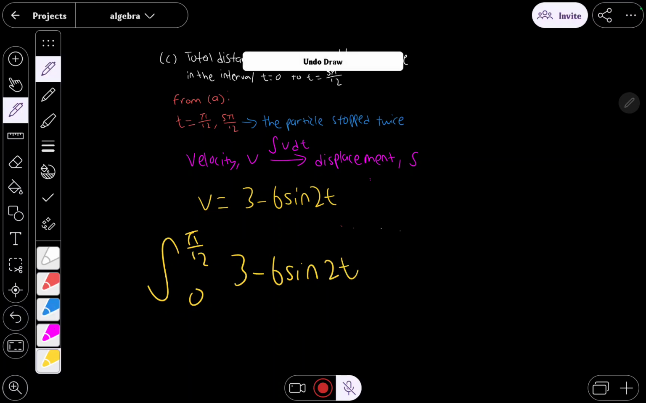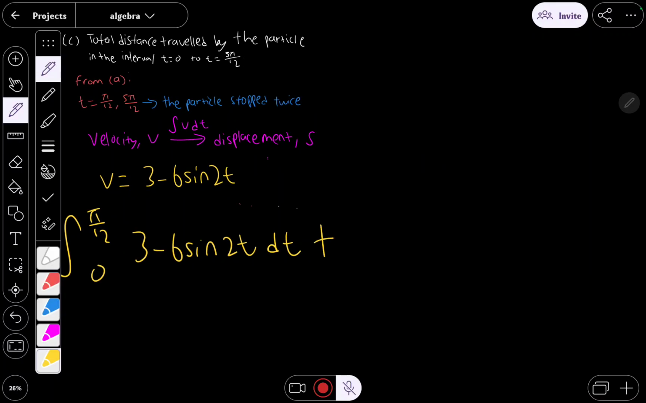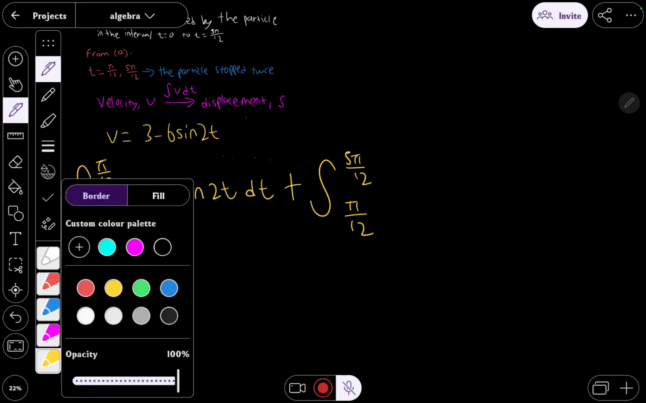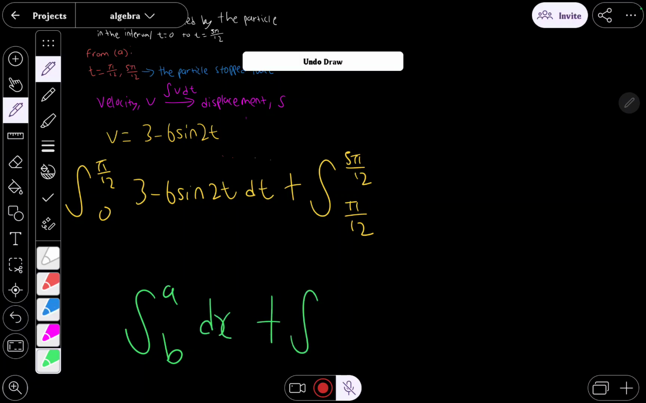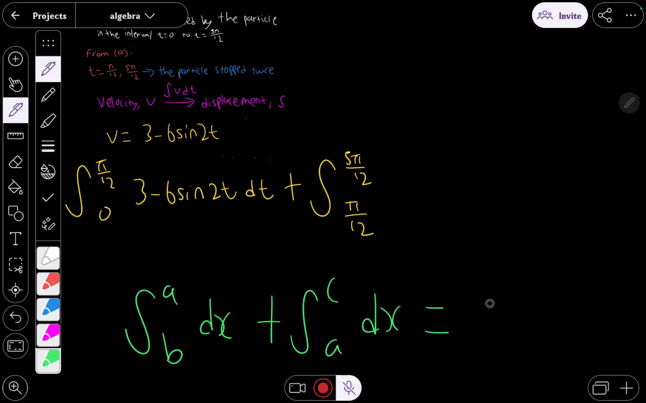Hold on, let me write my t properly. And then we plus the integration from pi over 12 to 5 pi over 12. I'll explain why later, but just hear me out first. I want you to know that I'm using this rule here, which usually teachers will not teach. It's the integration of AB plus the integration of CA. This is a technique which you can use and it is allowed. Example: integration of AB with respect to x plus integration of CA with respect to x is equivalent to integration of CB with respect to x.